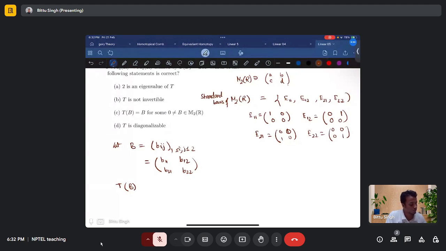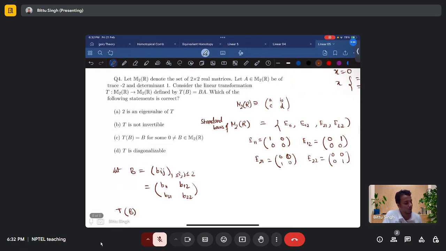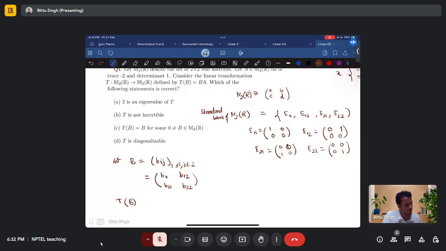So it is simply multiplying with A. T applied on B is multiplying with A. So instead of writing B, we write A because we actually need A. We are multiplying with the element A. So let me write A instead of B. Okay.